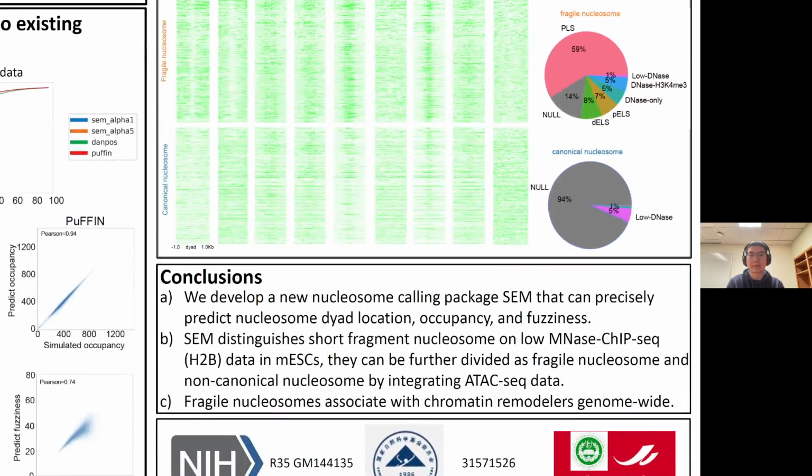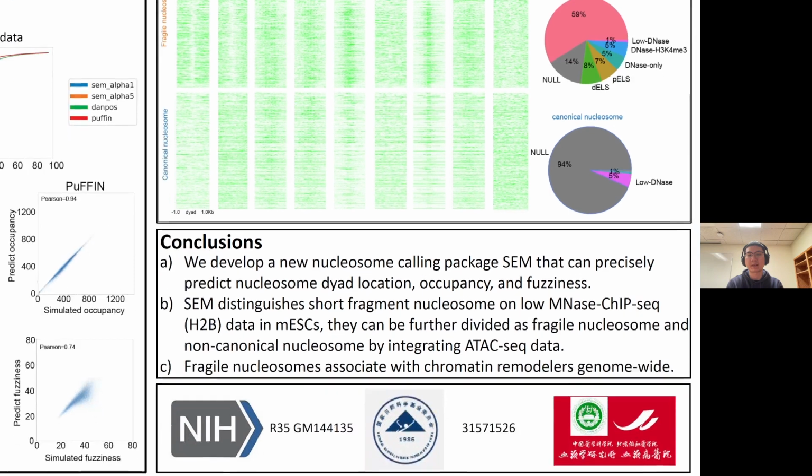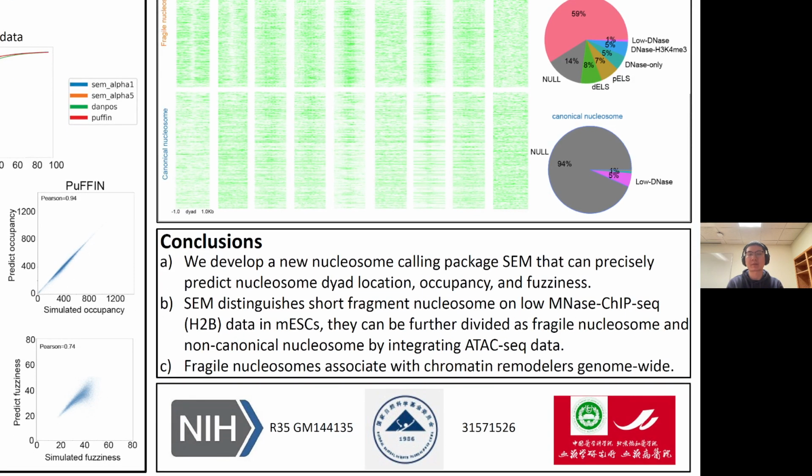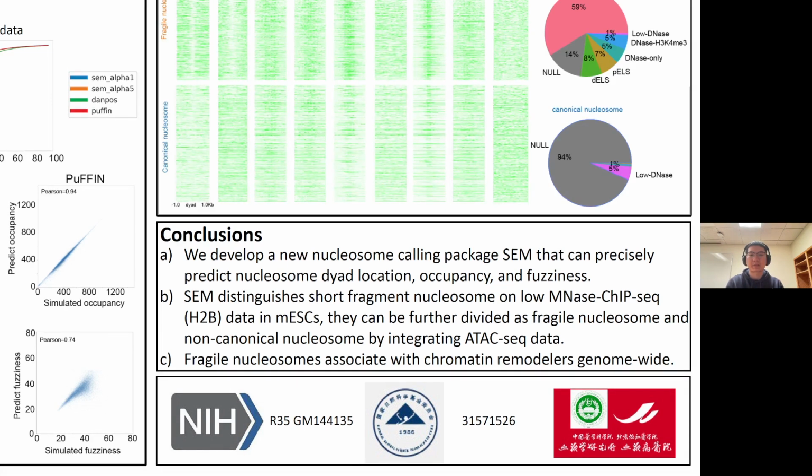So in summary, we developed a new nucleosome calling package, SEM, that can precisely predict the canonical nucleosome metrics. Secondly and most importantly, SEM can distinguish nucleosome types, and SEM successfully identified short fragment nucleosome on low MNase ChIP-seq data, which can be further divided into fragile nucleosome and non-canonical nucleosome by integrating ATAC-seq data. And finally, fragile nucleosome is associated with several chromatin remodelers genome-wide and could potentially be involved in gene regulation.